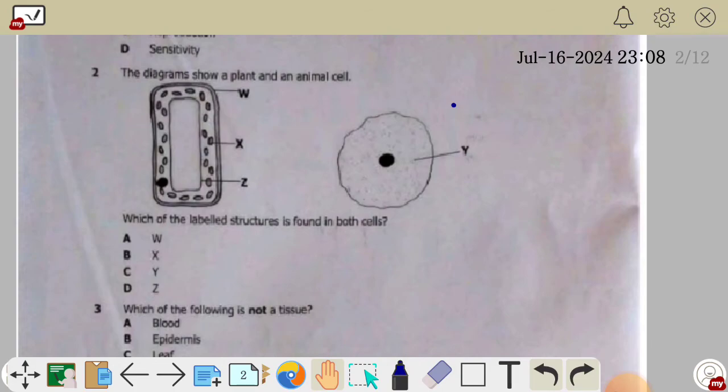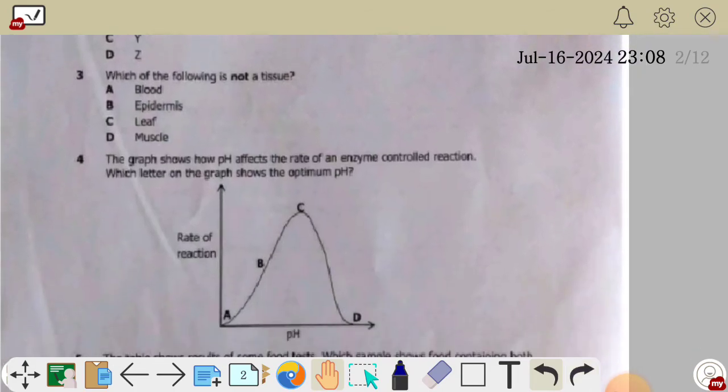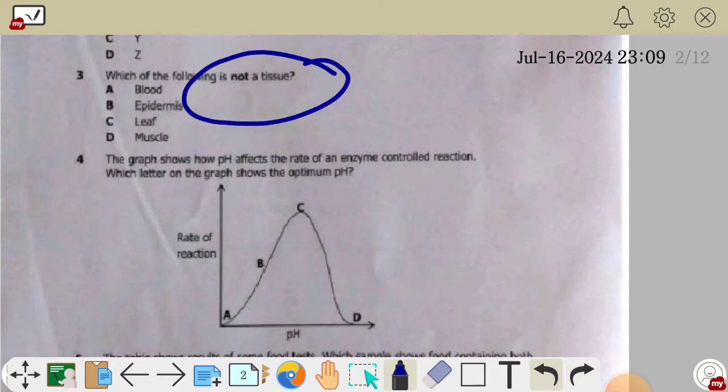So we move on to question number 3. Which of the following is not a tissue? A. Blood. B. Epidermis. C. Leaf. D. Muscle. Okay, so in this case now, what is a tissue? A tissue is a group of similar cells performing a function.